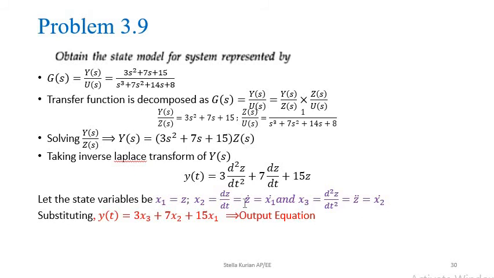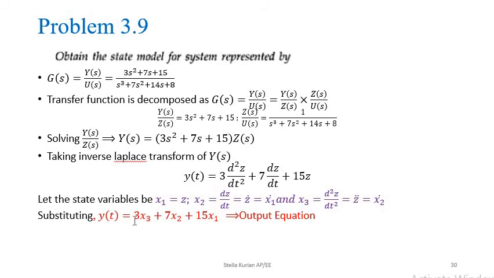Now if you are going to substitute all these values in your corresponding equation for y of t, you will be getting the output equation y of t as y of t is equal to 3x3 plus 7x2 plus 15x1.